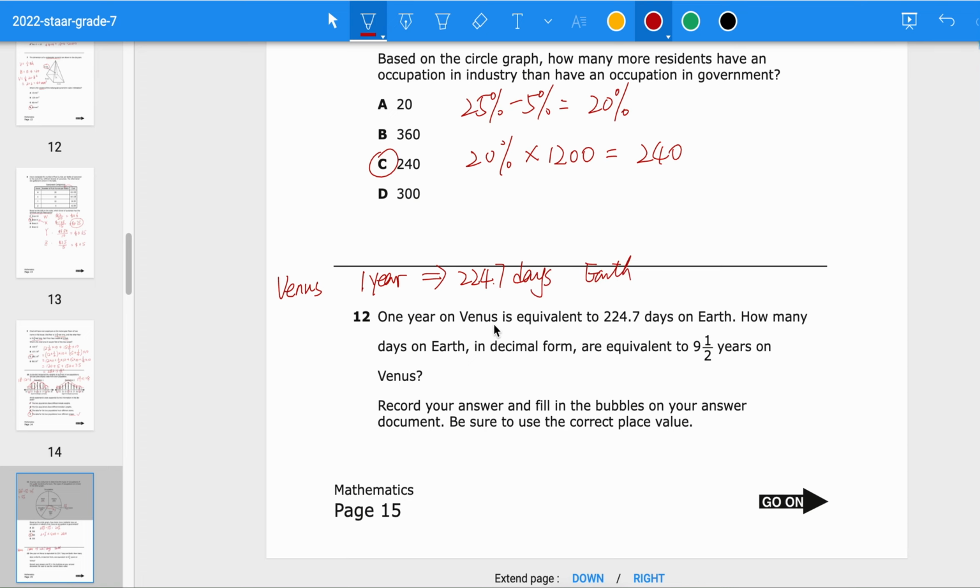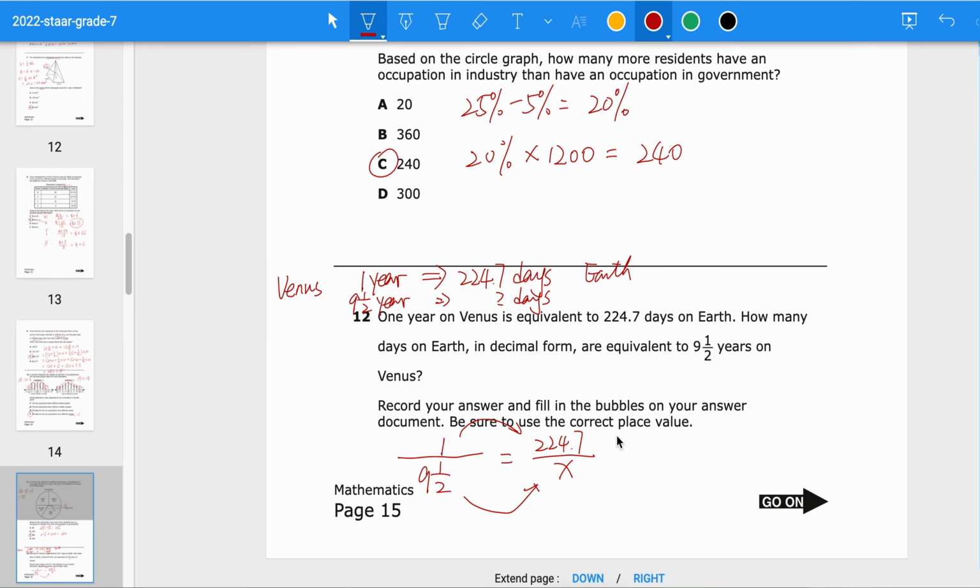Okay, so now they're asking how many days on Earth in decimal form is equivalent to 9.5 years. So here, 9.5 years equivalent to how many days? So we write down the ratio: 1 over 9.5 equals 224.7 over x, right? Because they're matching. 1 is matching with 224.7, 9.5 is matching with x.